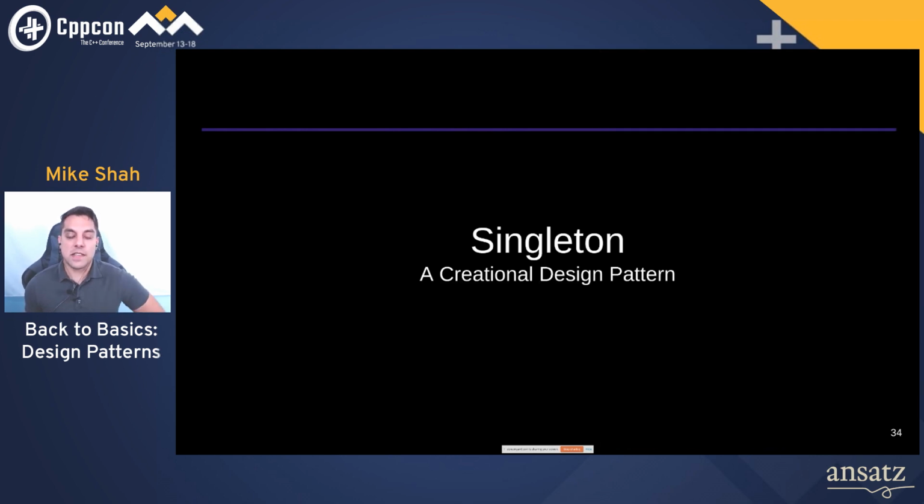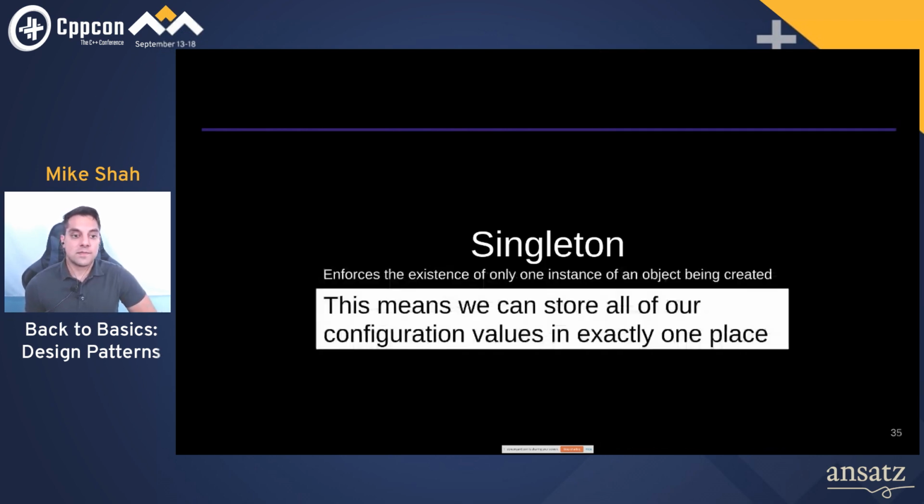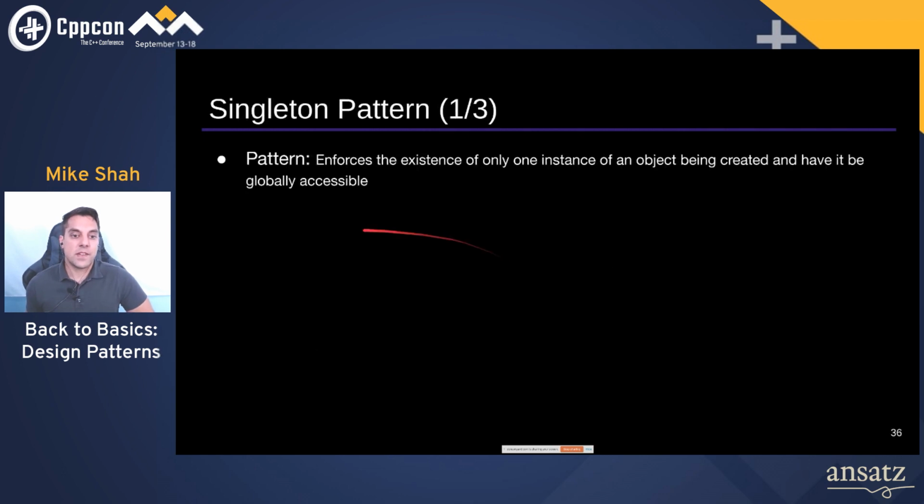Okay, so let's take a look at the Singleton pattern. So the Singleton, the main idea is that it's going to enforce the existence of only one instance of an object being created. So this is like a global variable where we only want one value in general, but this is going to enforce that existence. Okay, so again, this means we can store all of our configuration values in exactly one place, know exactly where to find them, and make sure we don't have duplicates or different values. Okay, so here's the pattern again.